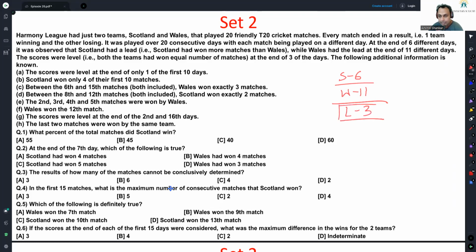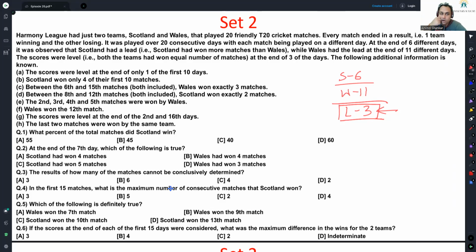Hopefully you can infer right away. Scores can only be level after an even number of matches. Because if the scoreline is 1-1, then two matches have taken place. If the scoreline is 2-2, then four matches have taken place. If the scoreline is 3-3, then six matches have taken place. Scores can only be level after an even number of matches.